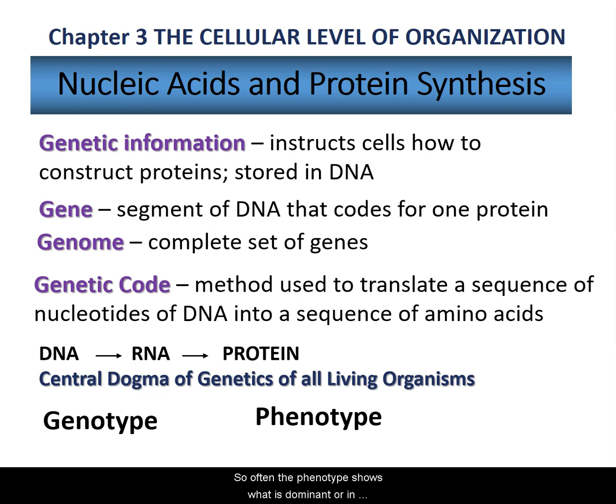So often the phenotype shows what is dominant, or in your case, what is recessive. We know your genotype by your phenotype, but it's hard to predict with your dad. If he had had two dominant brown eyes, one from mom, brown eyes, dad, brown eyes, then you would have brown eyes, and you would be hybrid because your mom would contribute a blue-eyed trait. Okay? So genotype is the genetic makeup and the phenotype is the appearance.